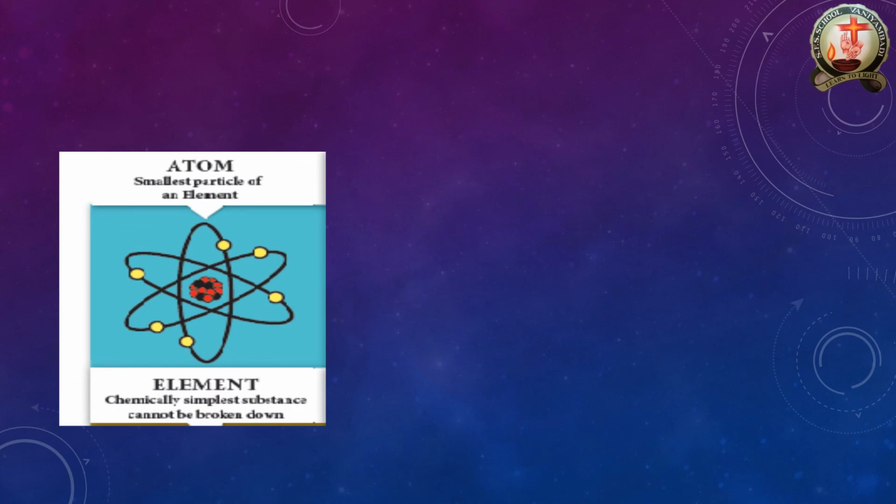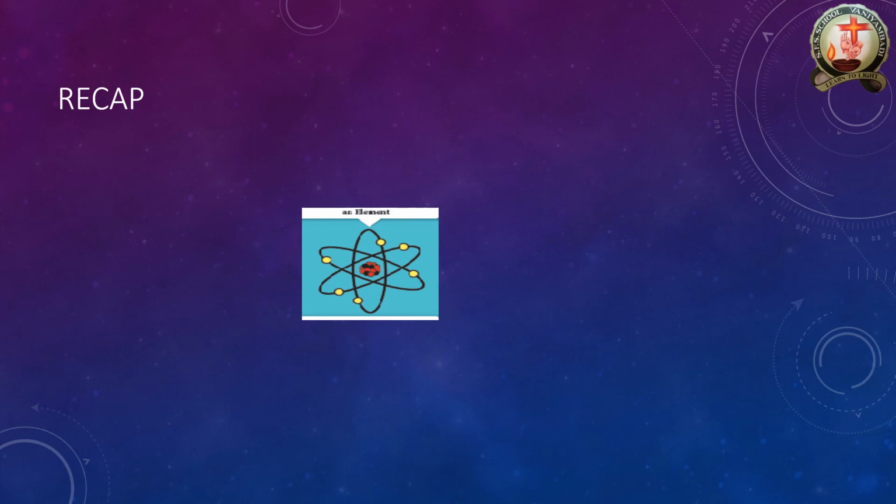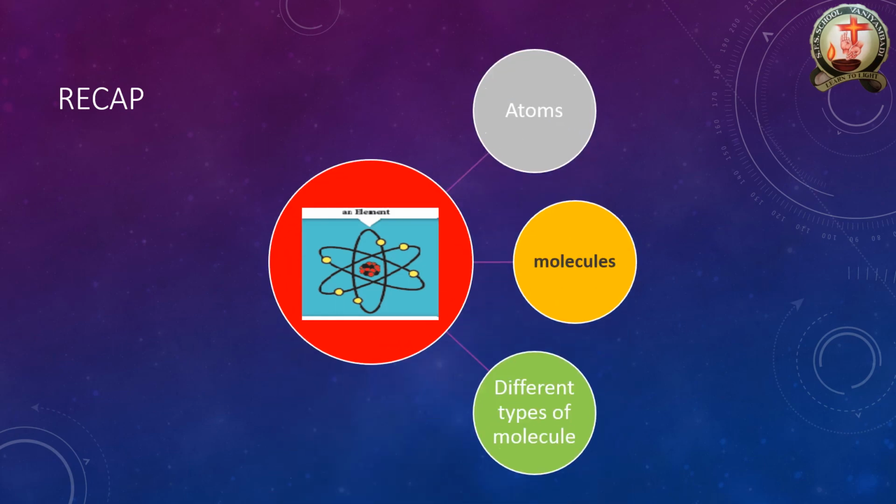This is an atom. This is a molecule. The smallest particle, the atom, combines one by one, and with repeated, regular arrangement we get a molecule. The atom is a fundamental particle, and by repeated and regular arrangement we get a molecule with a definite shape and density. I will give a small recap of this lesson.